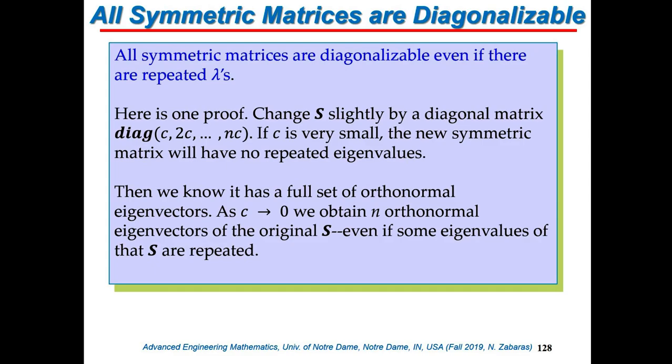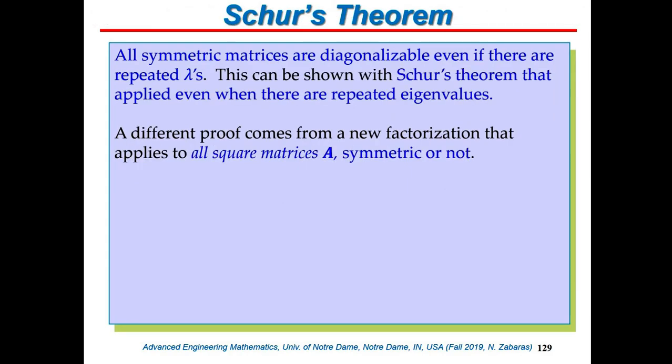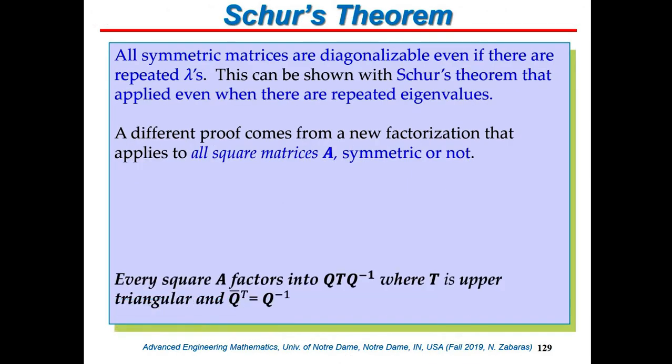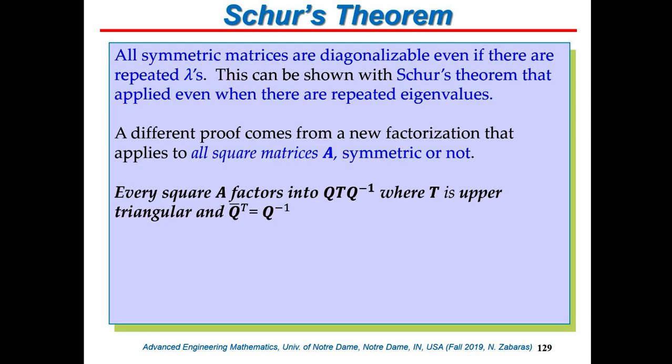So that way, at the end of the day, you will have a diagonalization, even for the case of repeated eigenvalues. The other proof that I gave you is based on this Schur theorem.